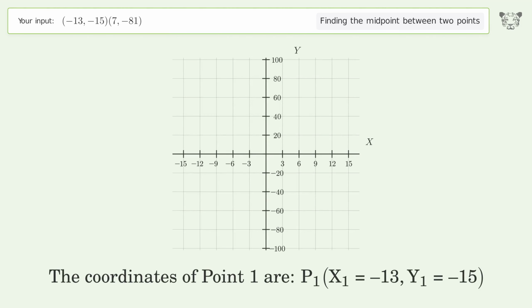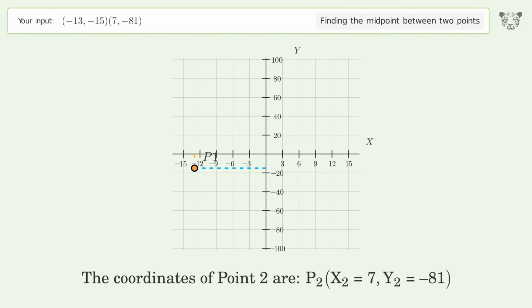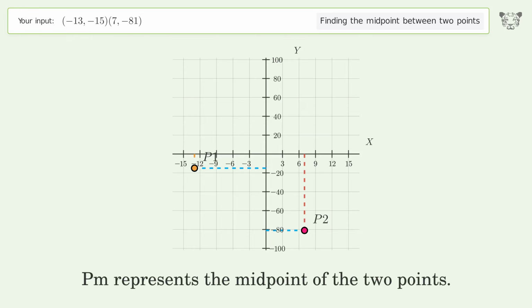The coordinates of point 1 are, x1 equals -13, y1 equals -15. The coordinates of point 2 are, x2 equals 7, y2 equals -81. PM represents the midpoint of the 2 points.